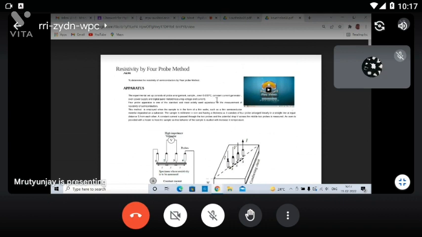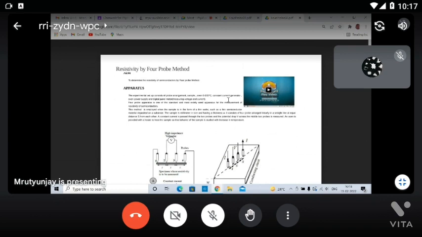Okay, these are the apparatus actually. One is your sample, that means a germanium crystal semiconductor. Then an oven of 0 to 200 degrees Celsius and a constant current generator. Then a digital microvoltmeter. These are the apparatus required.